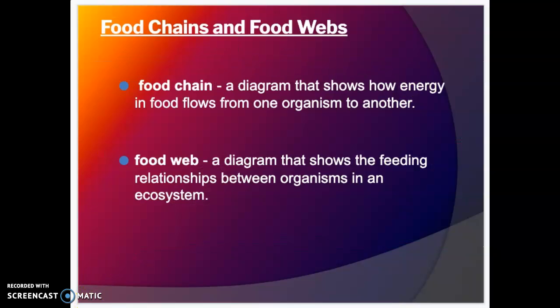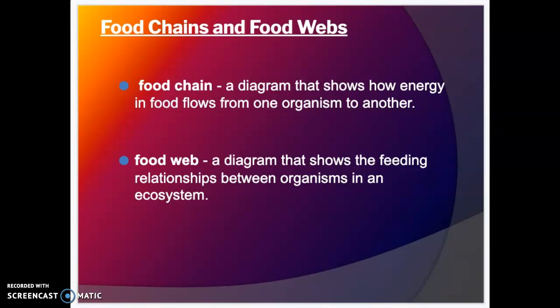This flow of energy is either a food chain or a food web, and there is a difference between the two. A food chain is a diagram that shows how energy in food flows from one organism to another. It's linear, right? It's a line, one to another. So the plant to the prairie dog to the coyote, that would be a food chain.